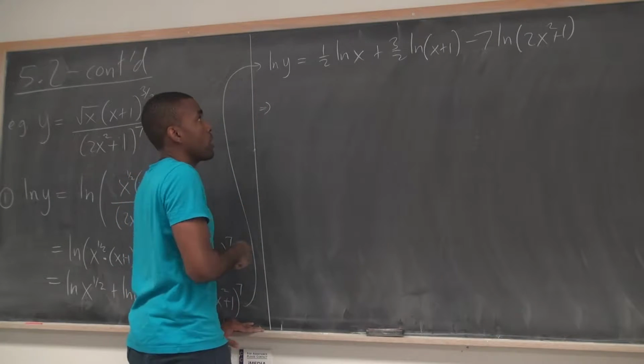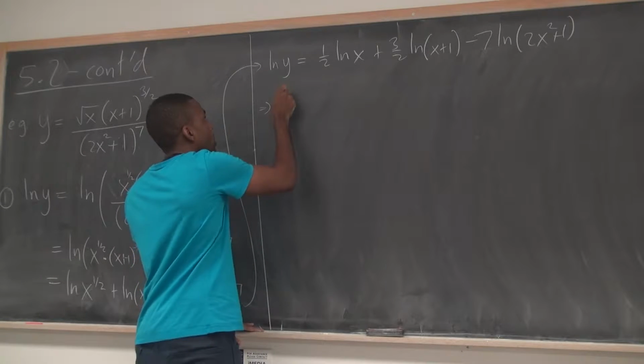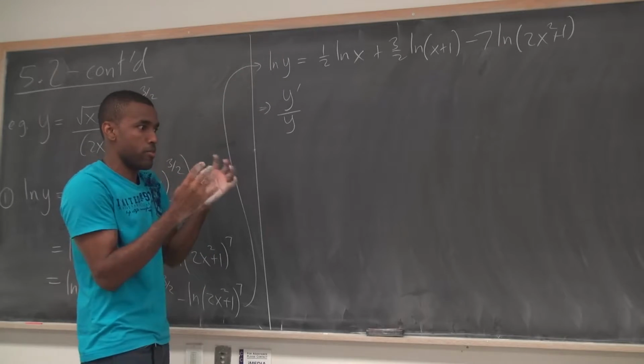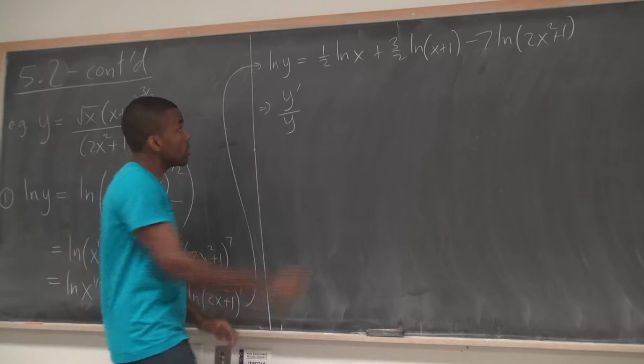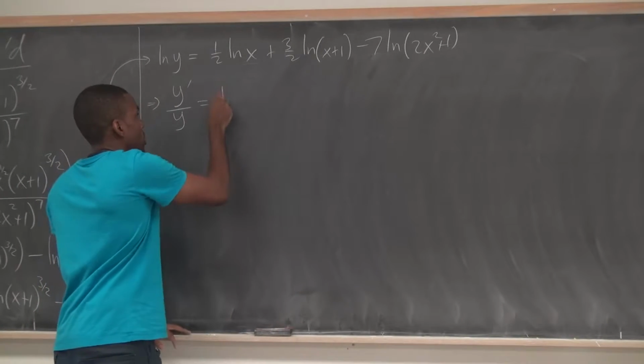The left side becomes what? 1 over y. Oh, wait, implicit, right. Implicit, so it's y prime over y, right? That's the general rule. Remember, your y is a function of x. You have to apply the chain rule. What's the derivative of ln x? Just 1 over x.